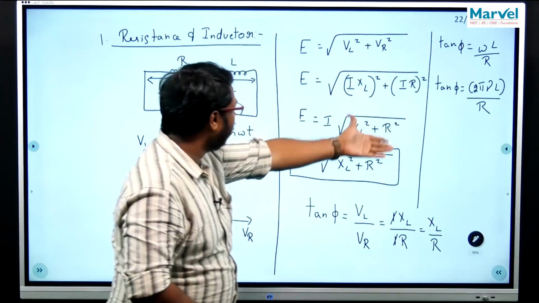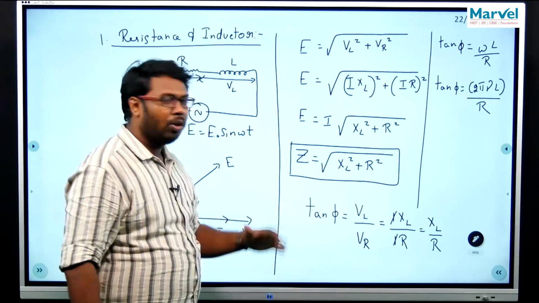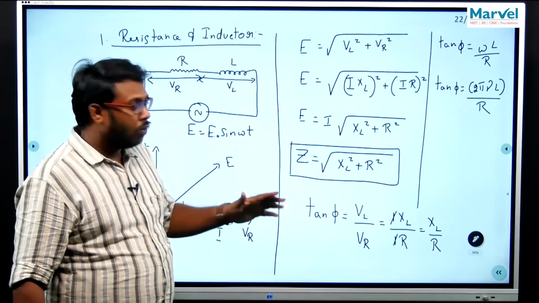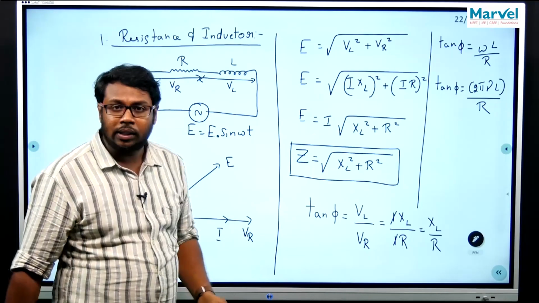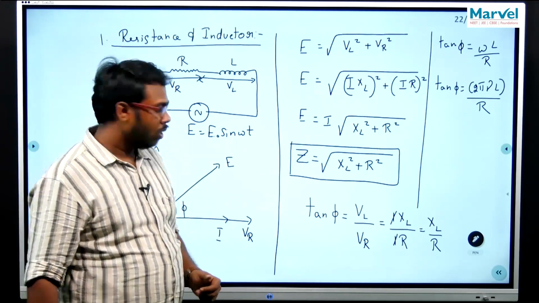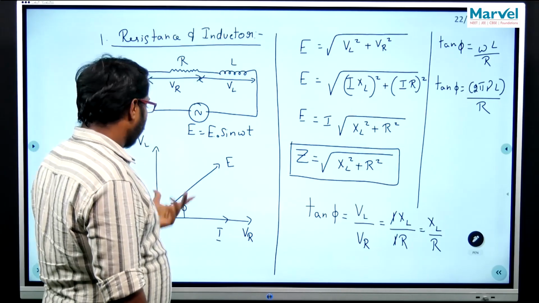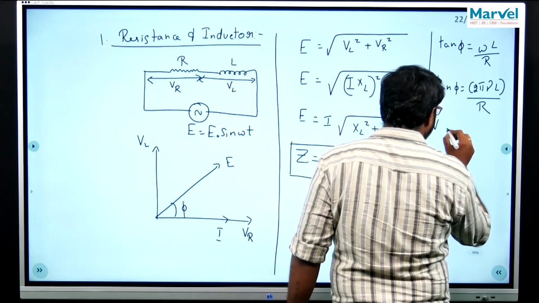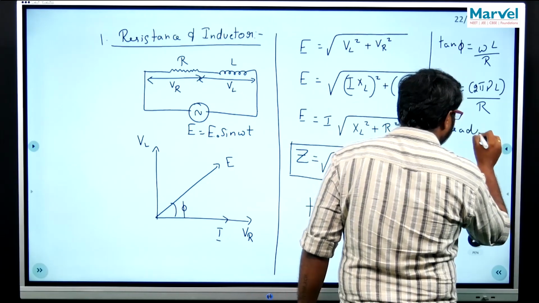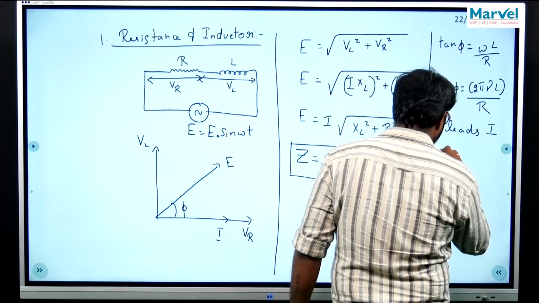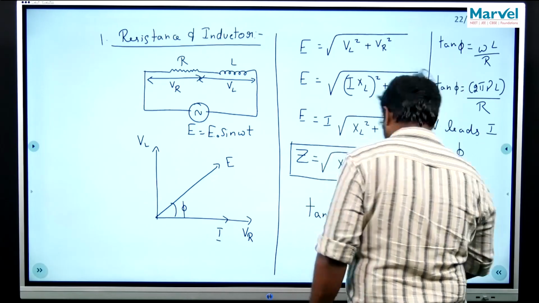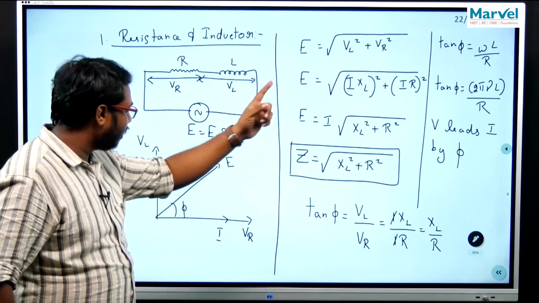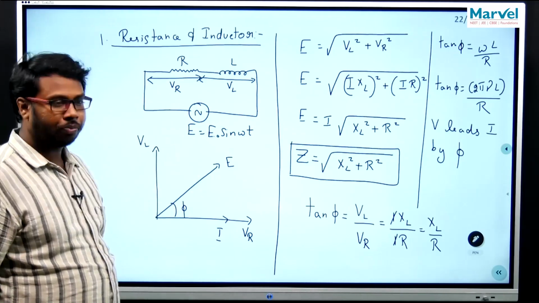So these are the different ways of writing your phase angle, and this is what will happen when you put your resistance and the inductor together. And if you see, the voltage leads the current by phi. That is what the phase angle is. Voltage leads the current I by phi.